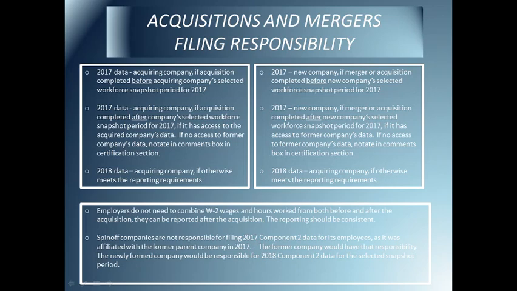Similarly, even if the merger or acquisition occurred after the new company's selected workforce snapshot period for 2017, the new company would be responsible for submitting 2017 Component 2 data if they have access to the former company's data. In situations where a company experienced an acquisition or merger and does not have access to the Component 2 data from the acquired or former company, employers should note this in the comments box on the certification section in the Component 2 EEO-1 online filing system.